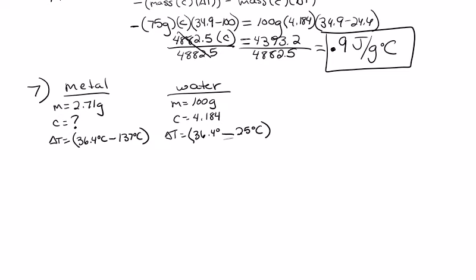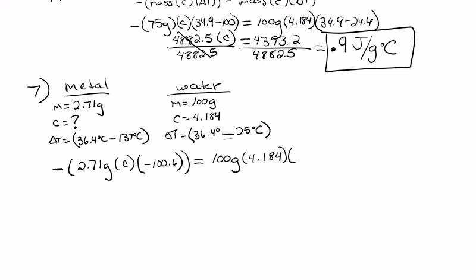All right, plug and chug. So I'm going to plug this in. The negative 2.71 grams of mass, times my C, which I don't know, times my temperature change, which I actually already calculated is a negative 100.6, is going to be equal to the positive mass of the water times its specific heat capacity times the temperature change over here, which is a positive 11.4 degrees Celsius.